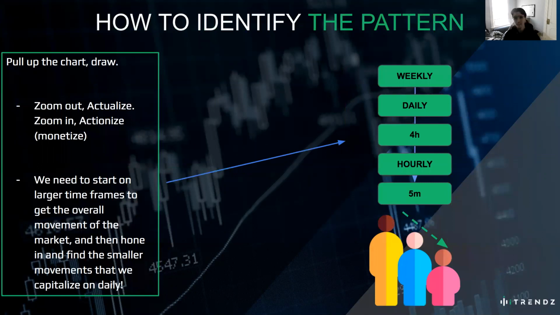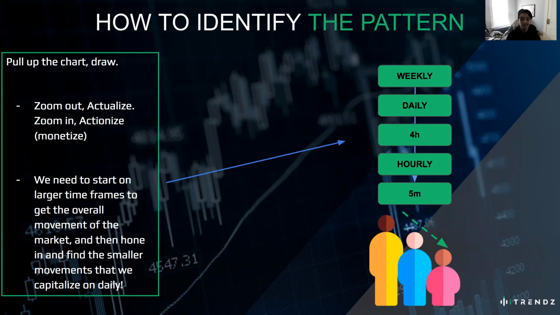So with all of these patterns, with all of your trading, you want to be able to zoom out and then zoom back in, right? We have a saying here at iTrendz: zoom out, actualize, zoom in, monetize, or zoom in, actionize, whichever one floats your boat. But we want to zoom out and actualize what we're looking at. So we want to see, are we looking at a bull or bear flag? Are we looking at an overall bull trend? Are we looking at a head and shoulders, which we're going to get into next week on the YouTube channel, so stay tuned for that.